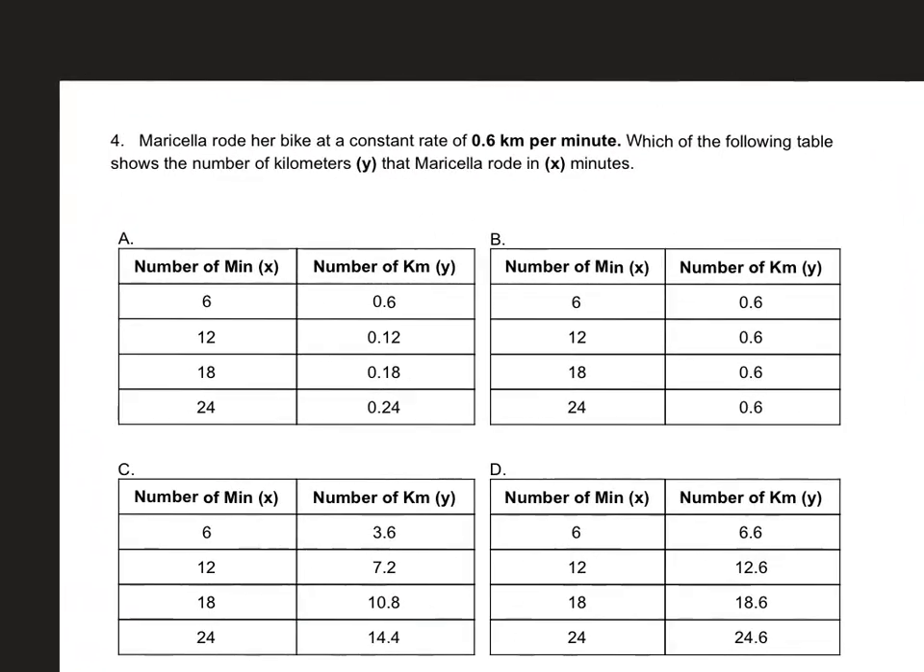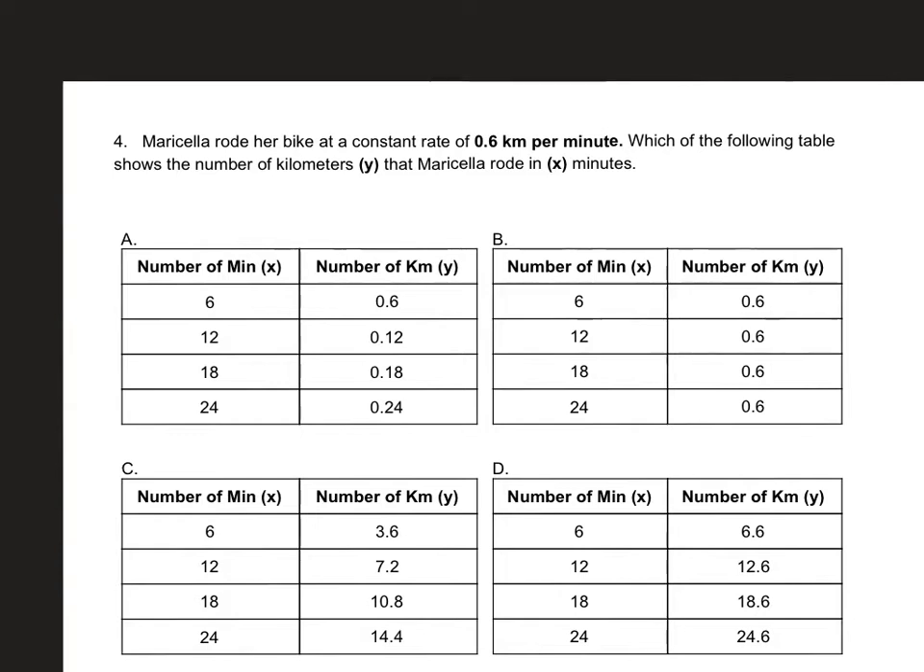Maricela rode her bike at a constant rate of, they're so nice, they gave me my 0.6 kilometers per minute. So remember when we talked about this word, they gave me the unit rate. So that means I don't have to find the constant rate. It's given to me. So if I make my own table, for 1 minute, Maricela rode her bike 0.6 kilometers.